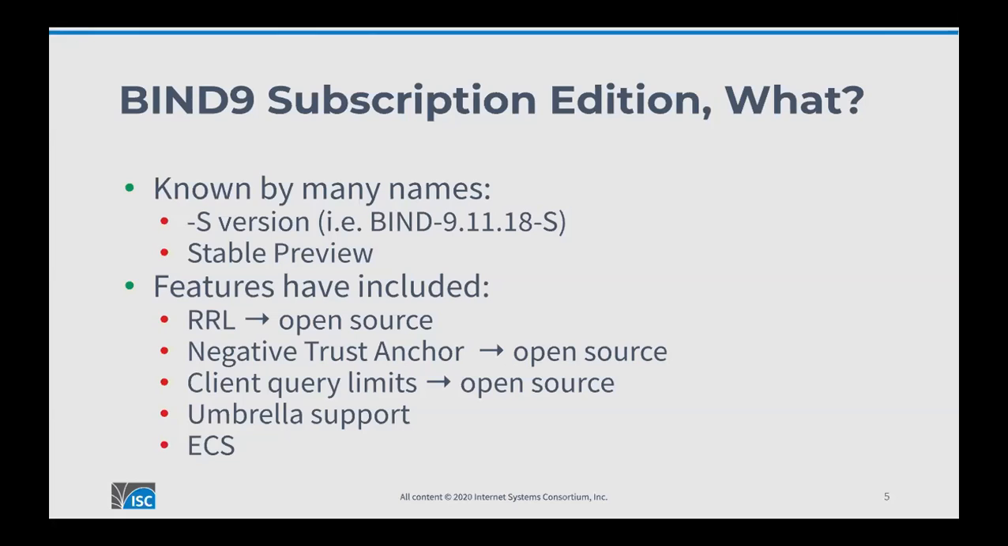Now you'll notice these arrows going into open source. So we put RRL into the subscriber edition first. Again, this is because it was brand new software, and we wanted to see how it would behave and if there were other negative consequences that we hadn't thought of. RRL actually moved really quickly from the subscriber preview into the open source because it was such a critical element in making a much more stable DNS ecosystem for the internet.